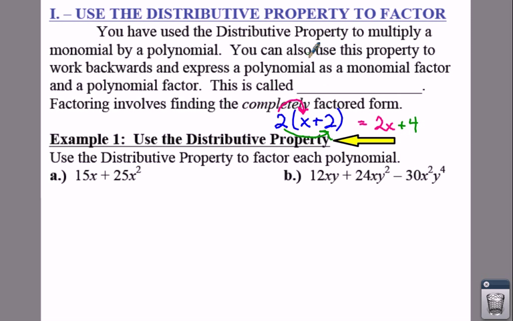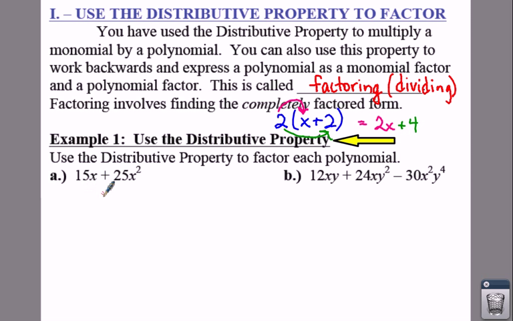Anytime you use the distributive property to work backwards and express a polynomial as a monomial factor and a polynomial factor, this is called factoring. Remember, monomial means one term, polynomial means two or more. Factoring is really just a fancy word for dividing. So in example 1, we're going to use the distributive property to factor each polynomial. If factoring really means dividing, then when we divide, you have to figure out what is in common.